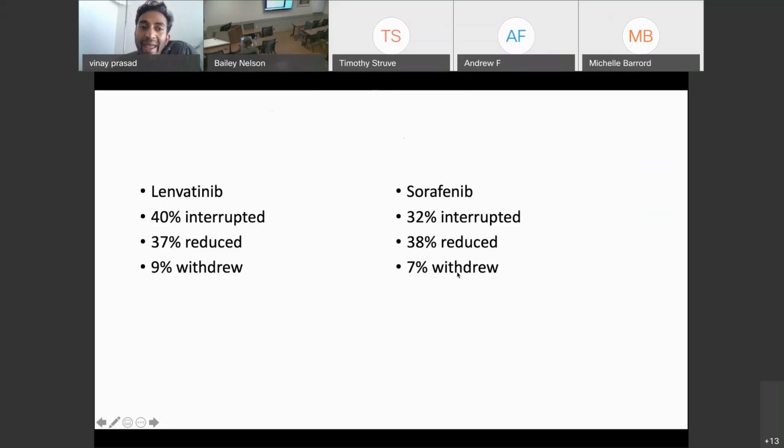So which arm had a higher dose intensity? Which arm got more drug given? These people who had more interruptions. Lenvatinib has more interruptions. Reductions are about the same. Lenvatinib has slightly more withdrawals. Which arm had a higher dose intensity? Sorafenib. That would be my guess, because there are fewer interruptions, the same reductions, fewer withdrawals.